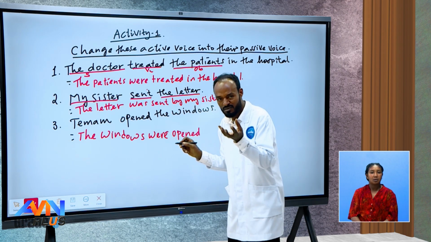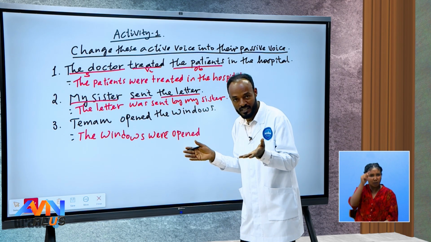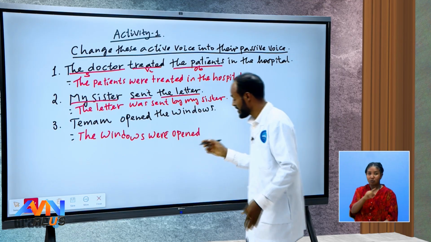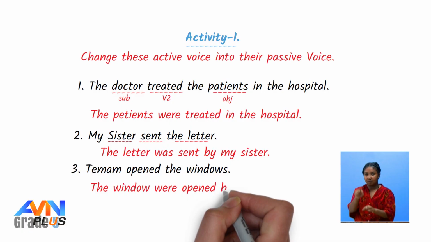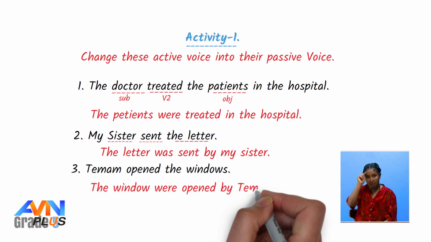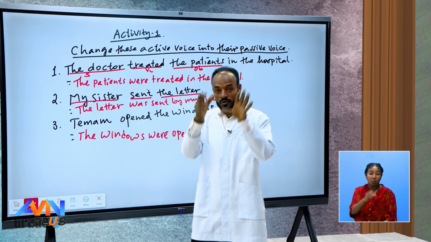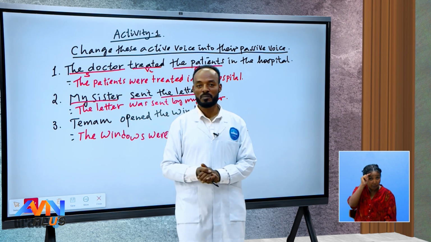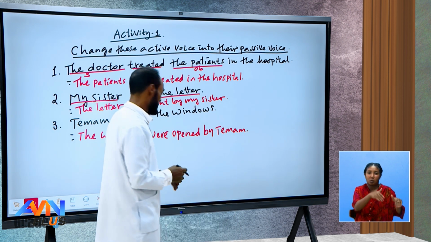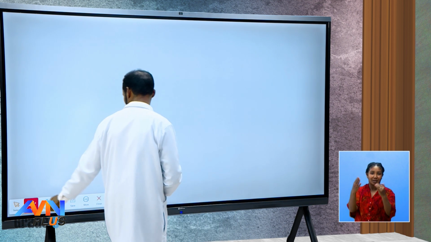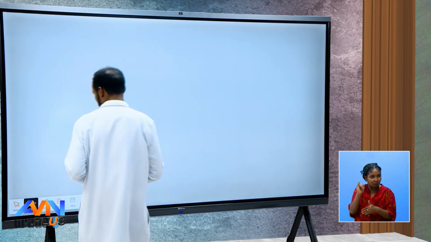Do you know who Tamam is here? We don't know. So we can make it clear. By whom? By Tamam. If you know, you can leave it. If the speaker and the listener know the doer of the action, there is no need to use the by structure. Very nice. Thank you, student. Now it is time to go to the next point about passive voice.